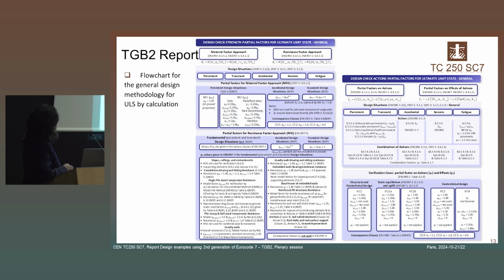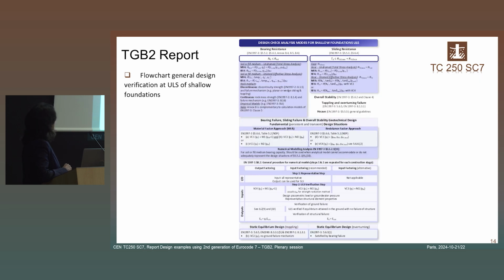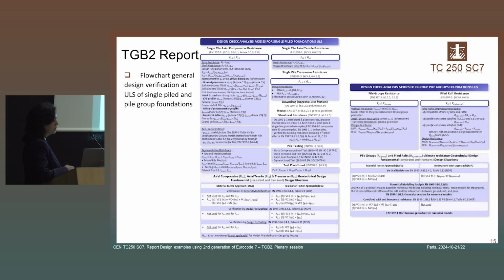There are others. This one continues what I showed you before for the general design methodology for ULS by calculation, showing all the provisions, the values of the partial factors, and so on. Here is the flowchart for spread foundations. Of course, we don't have the time to enter into the details, just to show you that it's quite complex, and it's giving you the path to follow during your design.